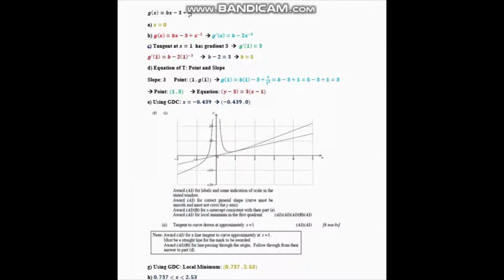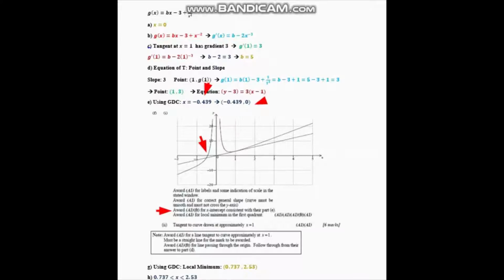You get one mark for the x-intercept, and it has to be consistent with your answer to part E. So negative 0.439, which is roughly between 0 and negative 1, almost negative 0.5. So there is the point, and it would help if you write these coordinates next to your graph so that they know that you understand what's going on.